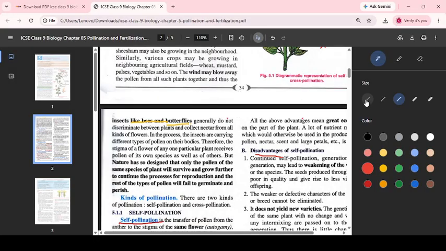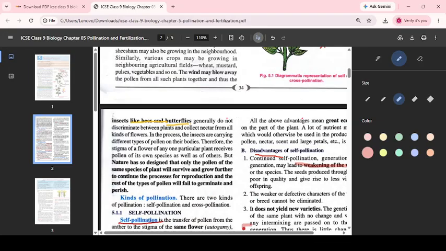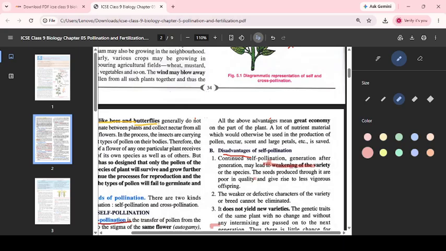So here you have to explain what exactly happens when self-pollination takes place for a longer duration of time. It leads to the weakening of the variety. Weakening of the variety means that if self-pollination takes place continuously, it may lead to reduced quality, and if quality is reduced, it will be of no economic value. So this problem, weakening of the variety, is there because of self-pollination.